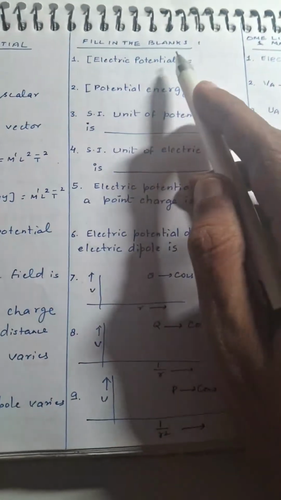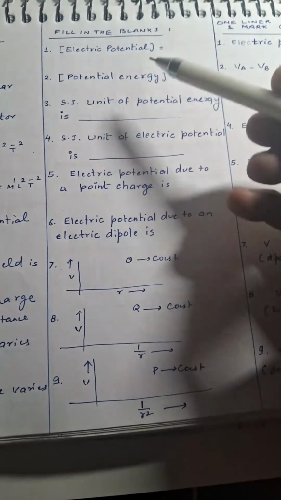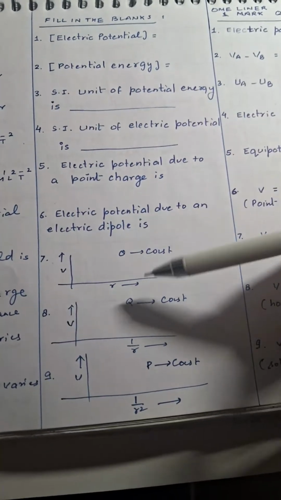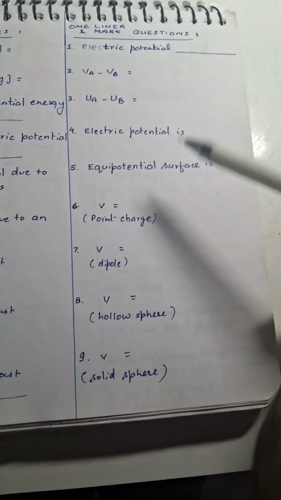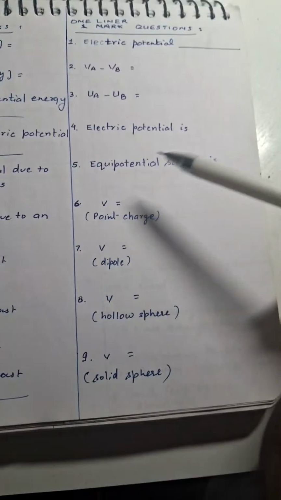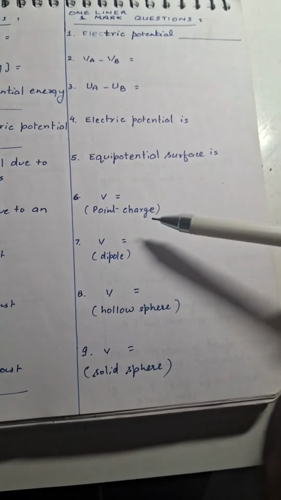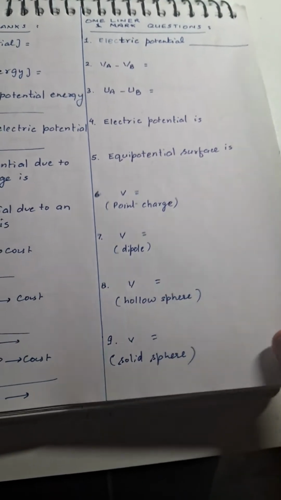Here we have fill in the blanks type questions, various questions related to electric potential and potential energy, SI unit, and graphical based questions. And then we have one-liner questions for electric potential. Potential due to different points, electric potential, equipotential surfaces, potential due to point charge, then dipole, then hollow sphere, then solid sphere. So various questions based on that.